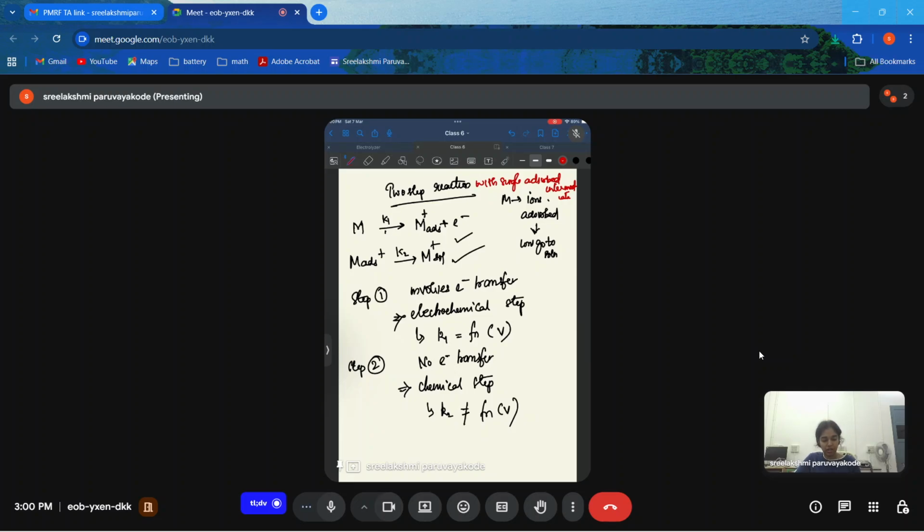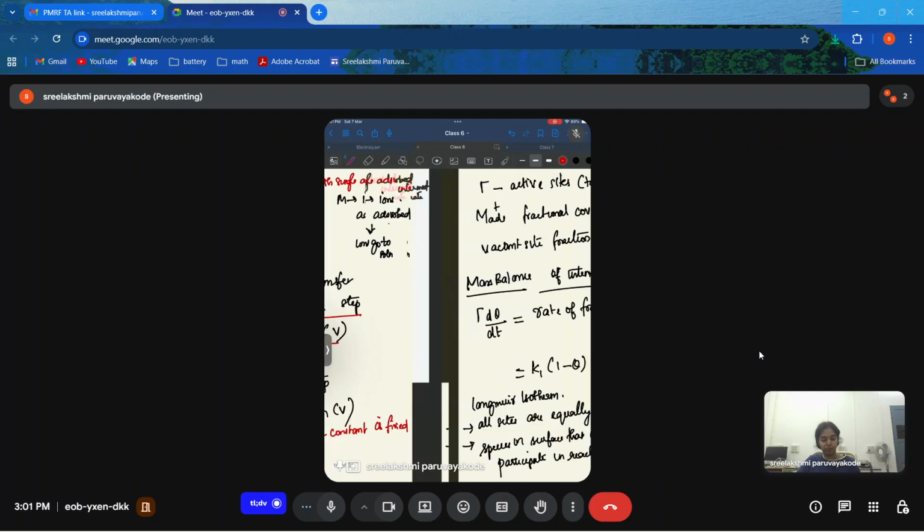So if you see here, there are two steps. The first step involves an electron transfer and the next one doesn't. Because the first step involves an electron transfer, we say it's an electrochemical reaction, and here the rate constant becomes a function of the potential. In the next step, there is no electron transfer involved, so it's a chemical step, and here the rate constant is a constant. It's fixed, it doesn't change with the applied potential.